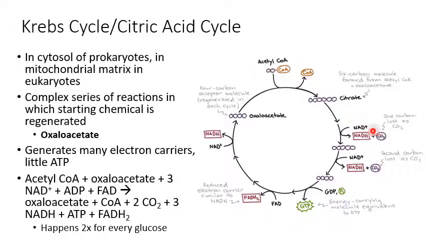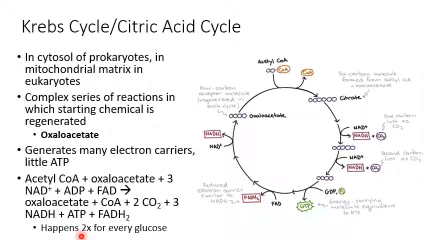Both of them are going to leave as carbon dioxide. So by the time the Krebs cycle is over, you have completely oxidized all of the carbons that were in glucose to carbon dioxide. Another point to make here is that this cycle is going to be happening twice for every glucose. Actually, same thing for pyruvate oxidation, which I think I forgot to mention. It actually is going to happen twice for every glucose.